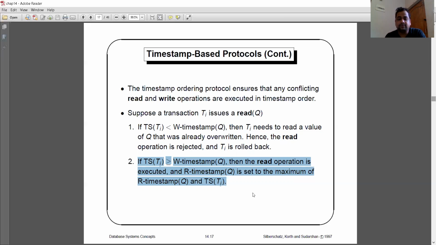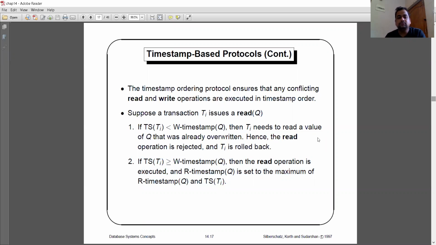If the timestamp of Ti is greater than the write timestamp of Q, then the read operation will be executed, and the read timestamp is set to the maximum value of the read timestamp and the timestamp of Ti. Whichever one is the maximum is the value that gets associated. Okay, so both the rules are clear.